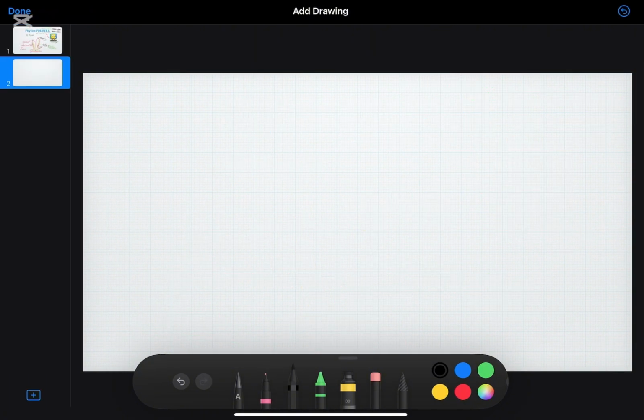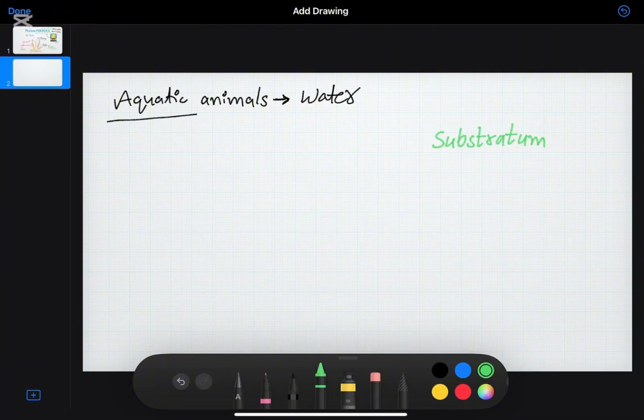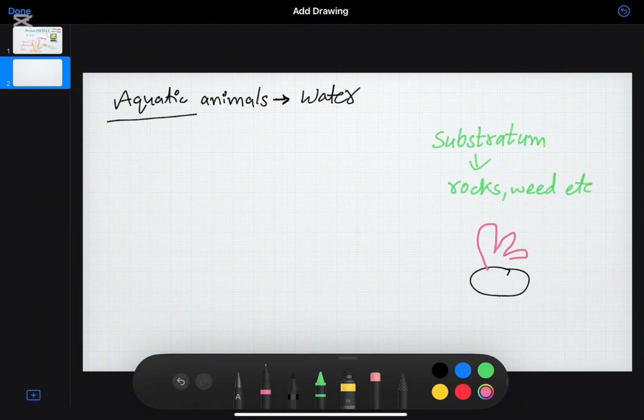Where are these Porifera found, and under which conditions are they found? They are aquatic animals. They are found in water, obviously, and they're attached to a substratum in water. That means they're attached to things like rocks, weeds, etc. Imagine how it would look. If this is a rock, the Porifera would be attached to the rock like this. So this is how a Porifera is found. They're aquatic animals.